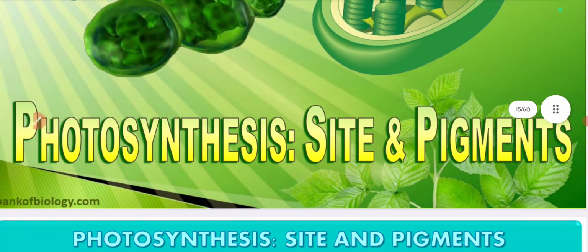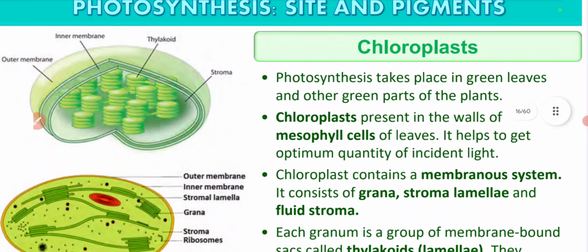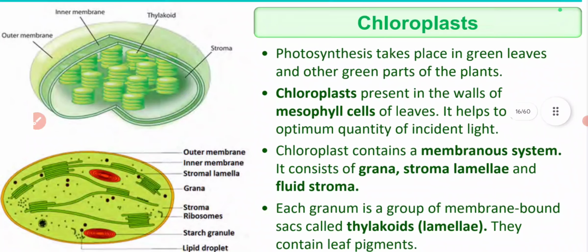Now, photosynthesis, sites and pigments. First of all, the chloroplast. We all know that plants have a particular plastid that carries out the process of photosynthesis. The chloroplast is here, and the diagram is also in your NCERT, as on your screen. Photosynthesis takes place in green leaves and other green parts of the plant. Chloroplasts are present in the walls of mesophyll cells of leaves. This helps to get an optimum quantity of incident light, meaning direct sunlight.